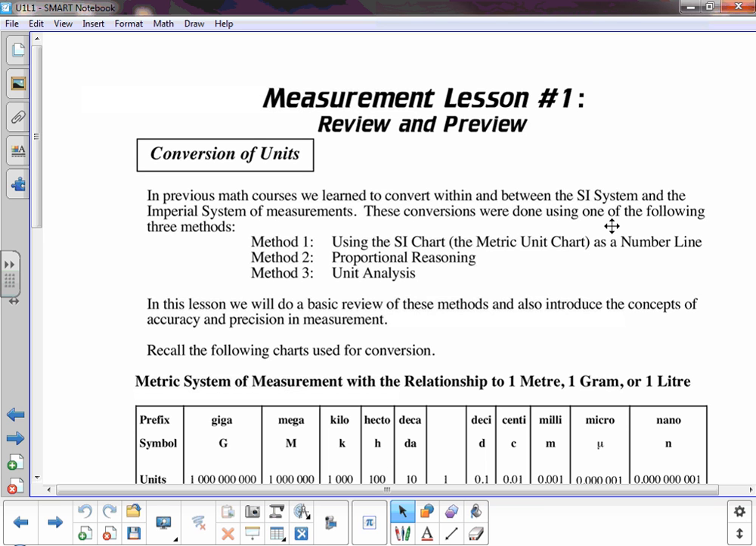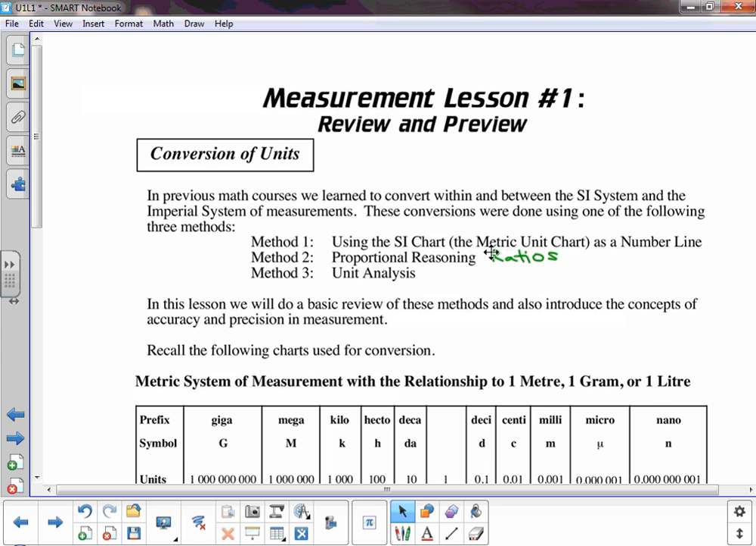So here we have 3 methods that we can use to convert. One is using the SI chart, the metric chart, so that's like our kilograms, meters, and so on, and we use the number line. Remember, moving to the left and the right. Proportional reasoning, which is basically using ratios. And unit analysis. So we're just going to do a basic review. Let's start with the chart.